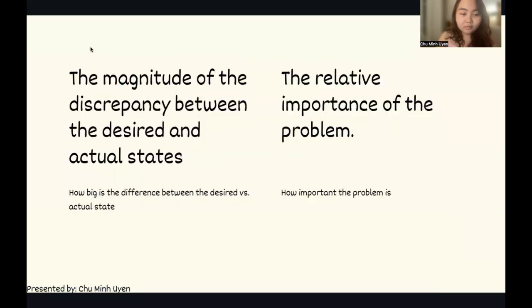So the consumer will decide what action to be done by two factors. It is how big the difference between the desired versus the actual state and how important the problem is. So this is the end of my part, and now Tien Anh will proceed with his.